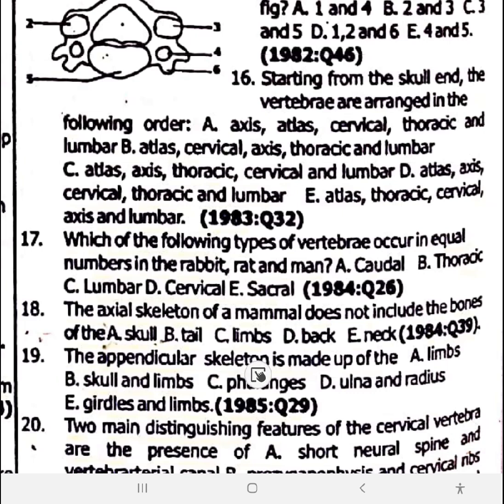17. The appendicular skeleton is made up of ischium, limbs and girdles. 19 now, option E. Limbs and girdles. Which is 19 option E.